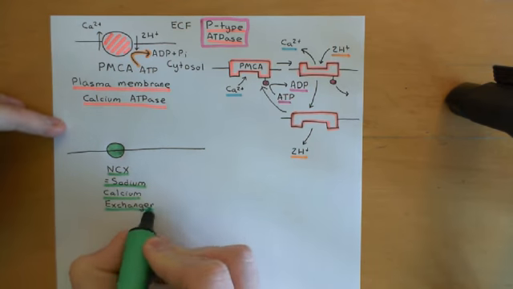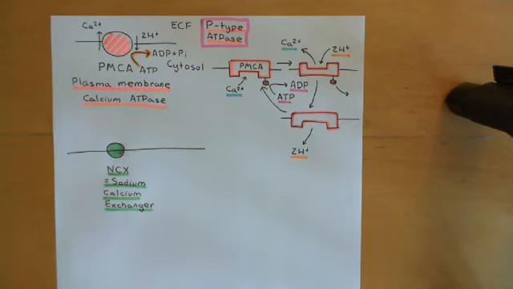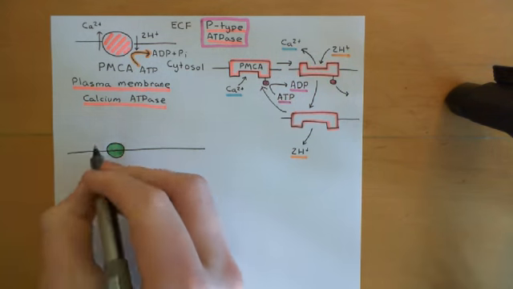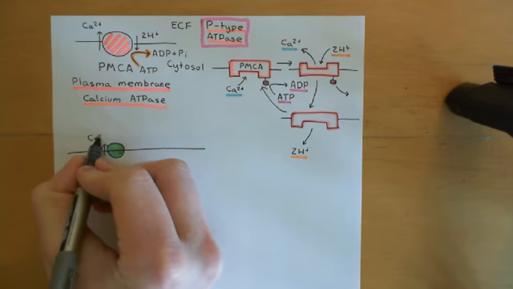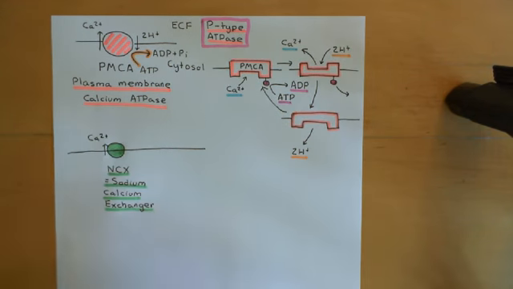The sodium-calcium exchanger is another way of getting rid of calcium from the intracellular fluid. It's going to move calcium from the cytoplasm to the extracellular fluid. Now, where is it going to get the energy to do this? Well, it's not going to get it this time from the hydrolysis of ATP, so it's not a primary active transporter. Instead, it's a secondary active transporter. It's going to use another ion's electrochemical gradient to harvest energy to move the calcium out of the cell.